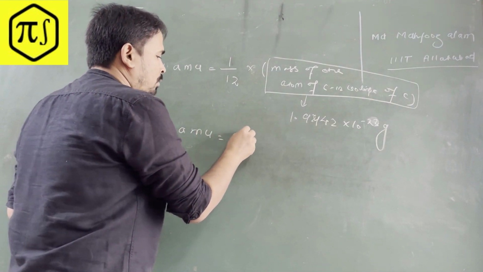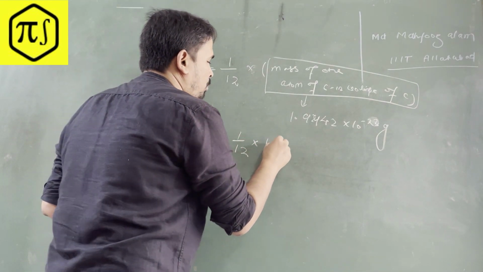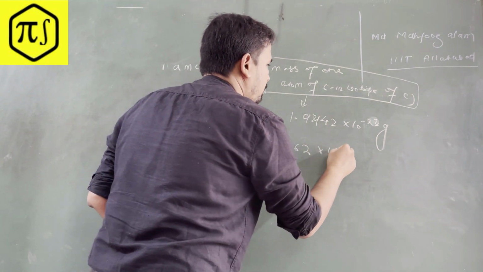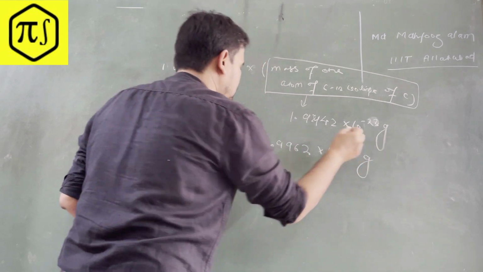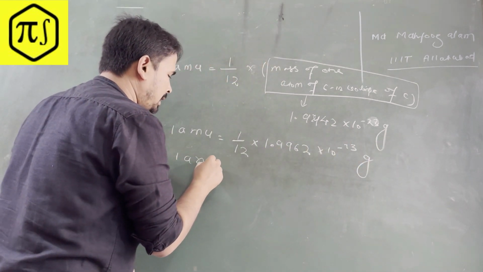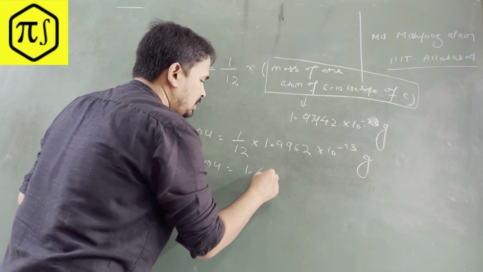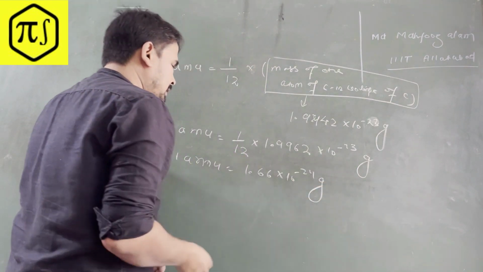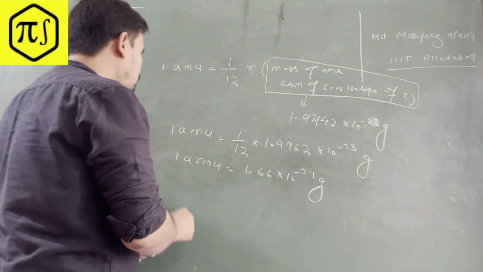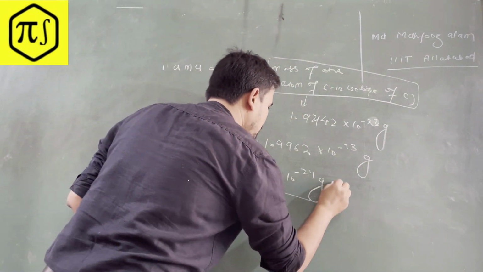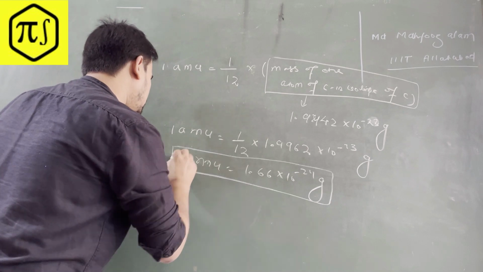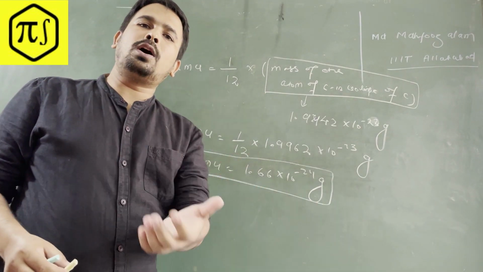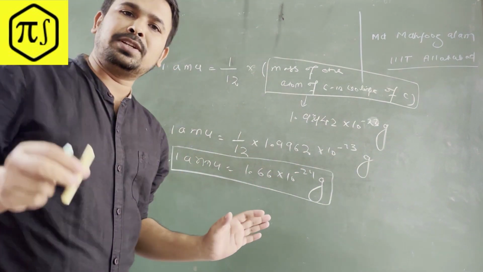So 1 by 12 into 1.9942 into 10 to the power minus 23 grams. So 1 AMU we will simply write as 1.66 into 10 to the power minus 24 grams. Now this is the key value you will be using in many places. You need to remember this value, but now you know how it comes from the basic definition.